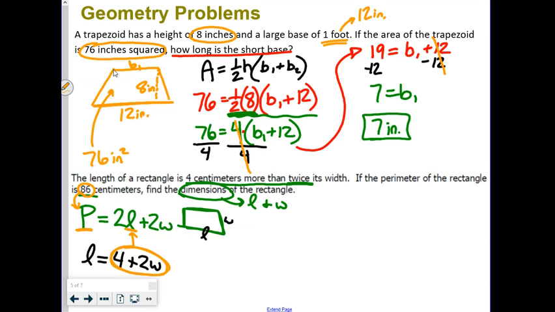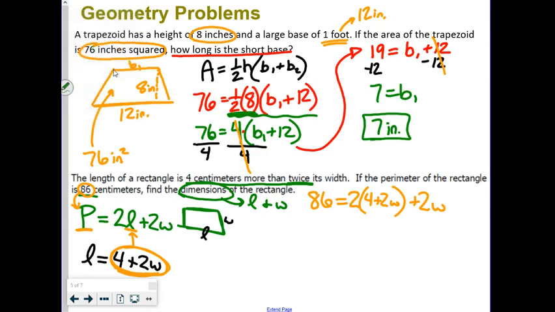Now, we do have to be careful plugging the 4 plus 2W in there. Since it's an addition that we're plugging in, we'll have to plug it in with parentheses. So that'll be important. Okay, so let's do this over here. The P becomes 86. 2 times, remember, this is parentheses, 4 plus 2W. That's what we said L is equal to. And then we still have that other plus 2W. So this is definitely a multi-step equation here. There's some simplifying to be done on the right side. So let's go ahead and do that.